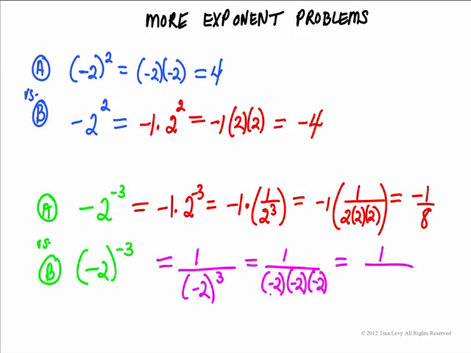So it's 1 over -2 times 2 is +4. +4 times -2 is -8. But one thing in algebra is we always like the negative sign either in front of the fraction or on top. So we write it as -1/8. And you will notice that both of those did give the same answer.